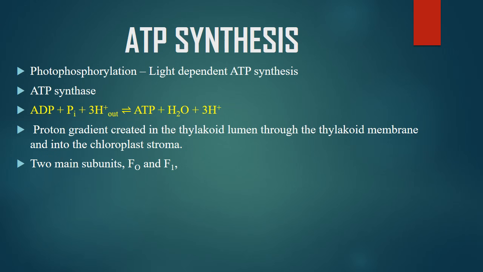Light-dependent ATP synthesis is known as photophosphorylation. ATP synthesis takes place in the light reaction with the help of an enzyme known as ATP synthase. The electrochemical potential difference that was created by the Q cycle is used as energy for ATP synthesis. Let us look in detail at how the ATP synthase enzyme helps in ATP synthesis.